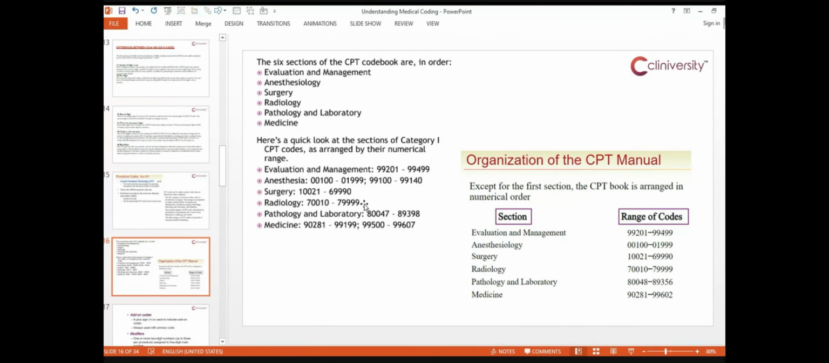Then for radiology, this is the range. Pathology and lab, you can see this range. Medicine, all these ranges are there. Now, if we talk about the organization of the CPT manual, the same thing is mentioned: this is the section and these are the ranges of codes in this dictionary.